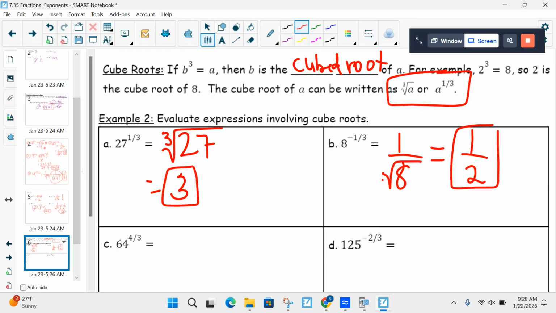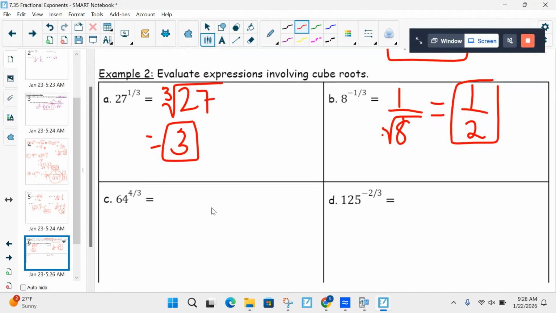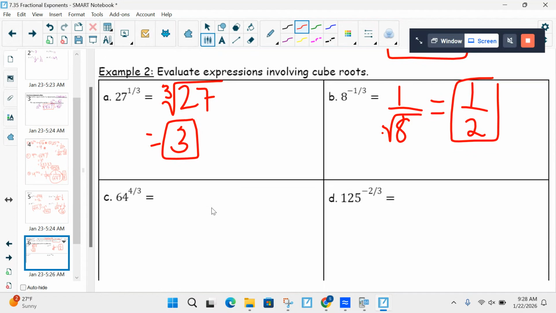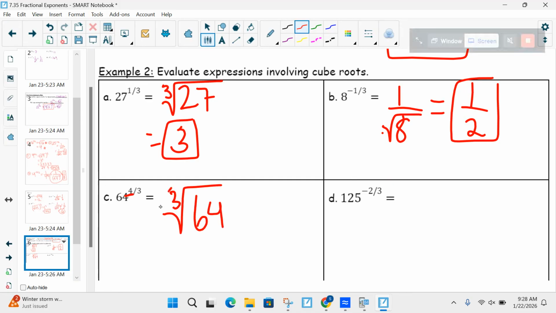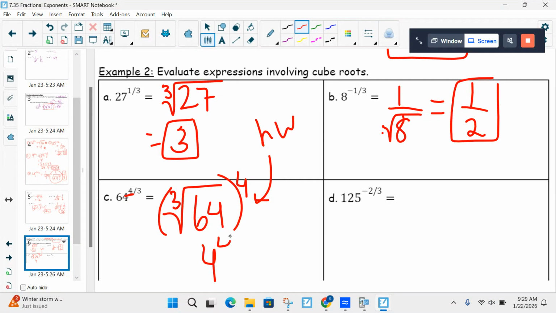All of the perfect cubes from 1 to 10 are on the board over there, so you have that as a reference. Okay, so 64 to the 4/3 power. The denominator is 3. That means we have the cube root. We're going to write it as the cube root of 64, but then it's to the 4th power. So we have to put parentheses around it and raise that to the 4th power. Remember, this is how you need to type it in on the homework. And then you evaluate it.